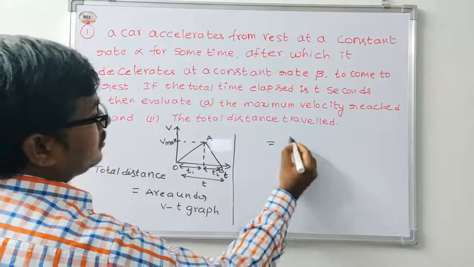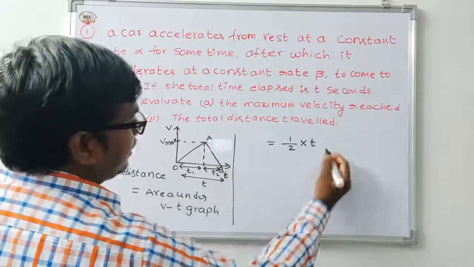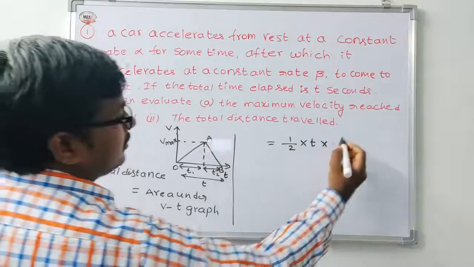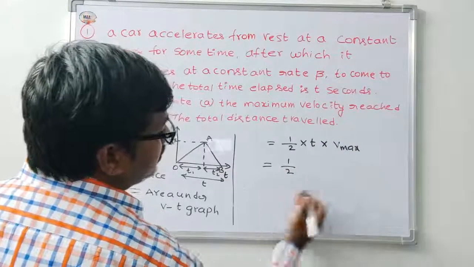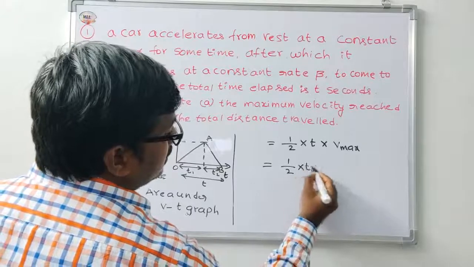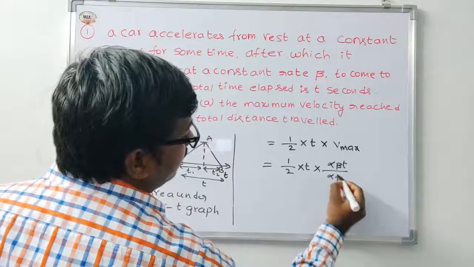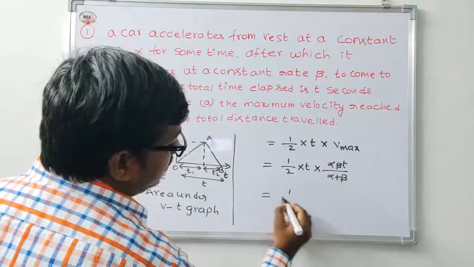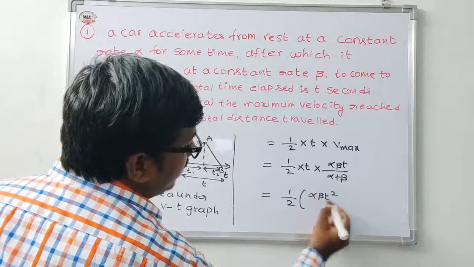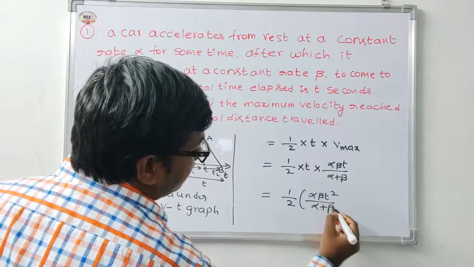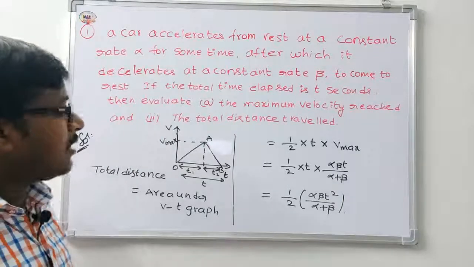That is equal to half into the base, the base is t, into the height v maximum. So half into t into v maximum, alpha beta t by alpha plus beta, is equal to 1 by 2 into alpha beta t square by alpha plus beta. This is the total distance traveled.